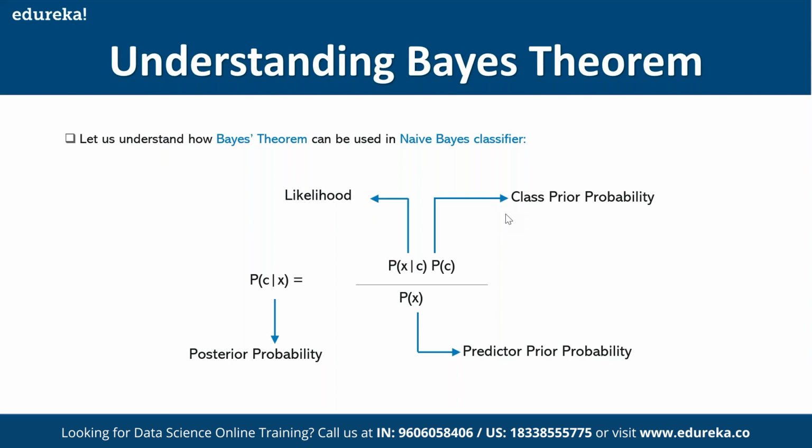So now let us understand technically what Bayes theorem is. Bayes theorem is essentially where you calculate likelihood. This part is known as likelihood. This part is known as class prior probability, and this part is known as predictor probability. In order to calculate this part, you should know these three things. Now this may look very alien to a lot of you. Let us understand it with the example now.